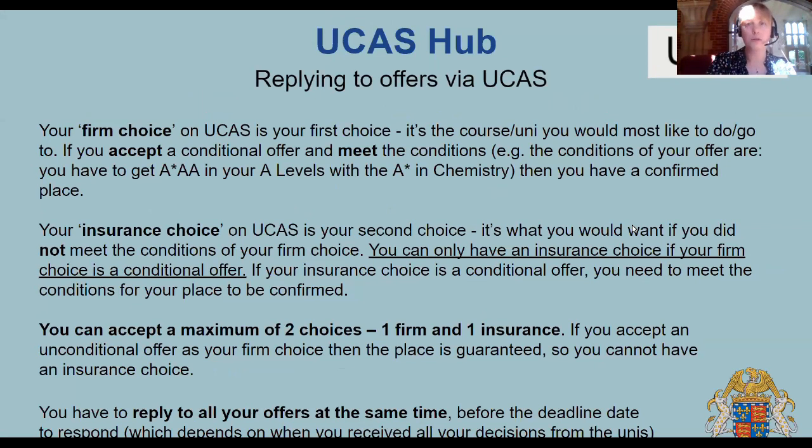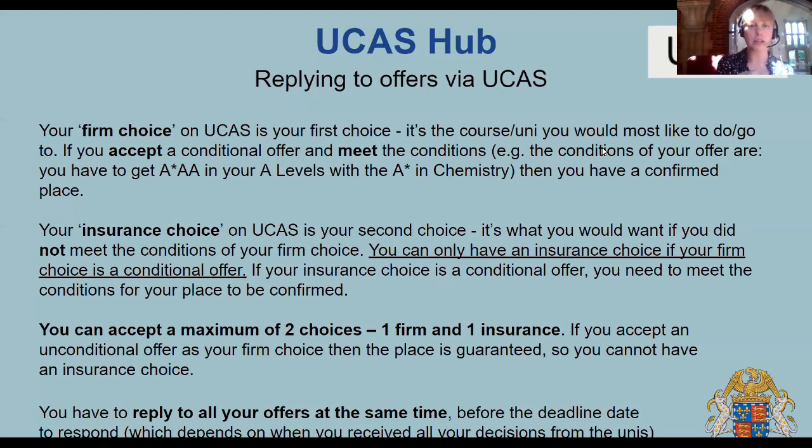So replying to your offers then via UCAS Hub. You might have heard of a firm choice and an insurance choice, so I'll just clarify these for you now. The firm choice is basically the university, the course that you would most like to go to. It's your number one pick. If that firm choice has some conditions on it and you then meet them, then you have a confirmed place at that firm choice course or university.